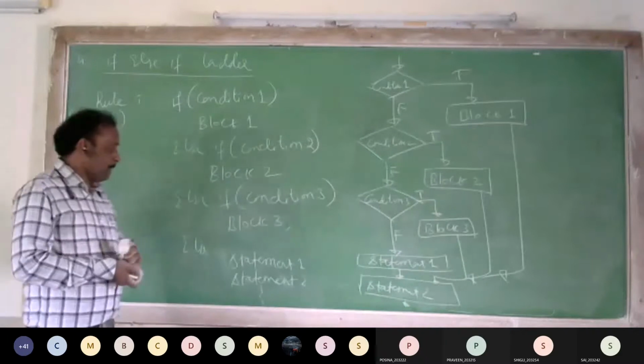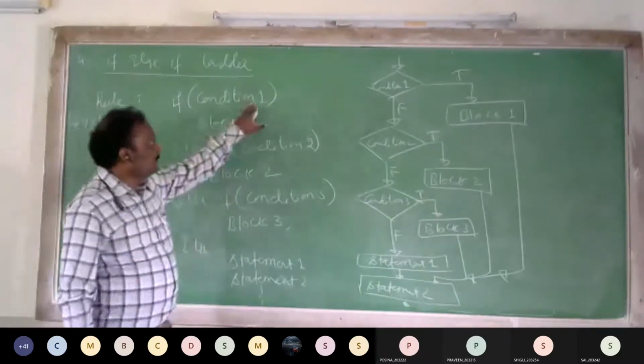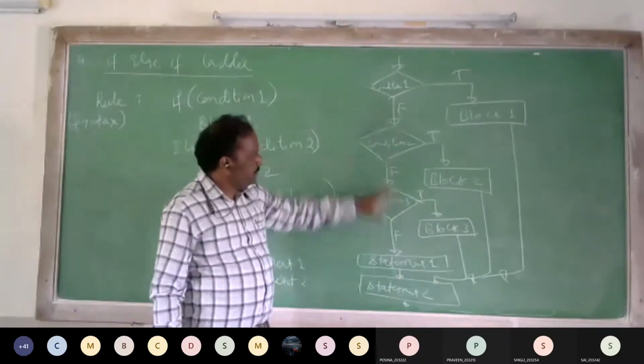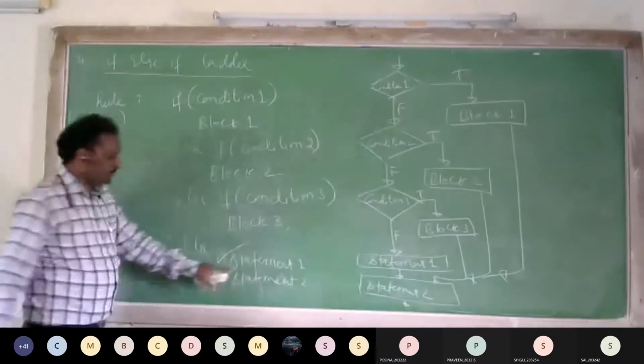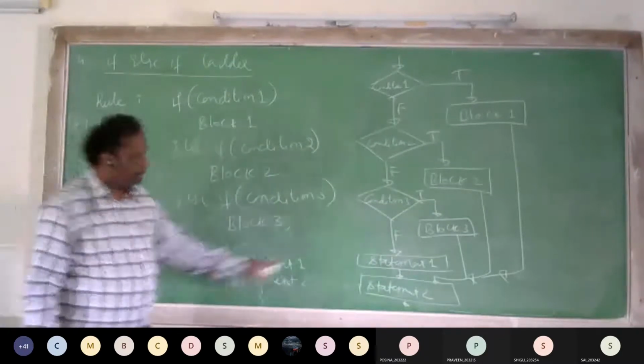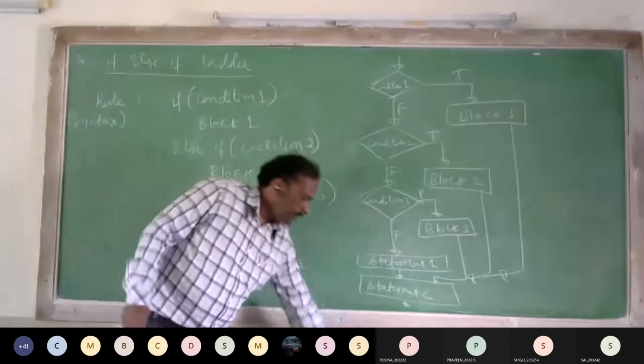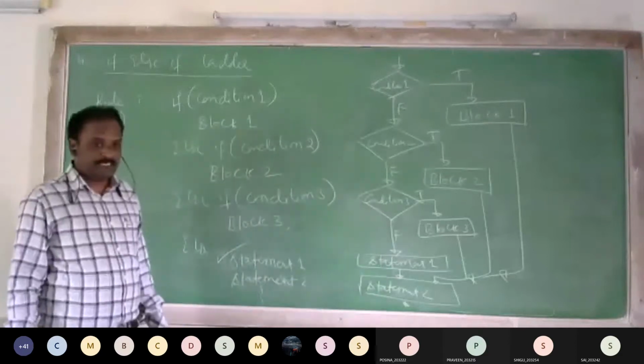Remaining statements are executed. Now, if condition 1 is false, condition 2 is false, condition 3 is false, then only the else statement is executed, statement 1. Statement 1 is executed. All the remaining statements below are executed.